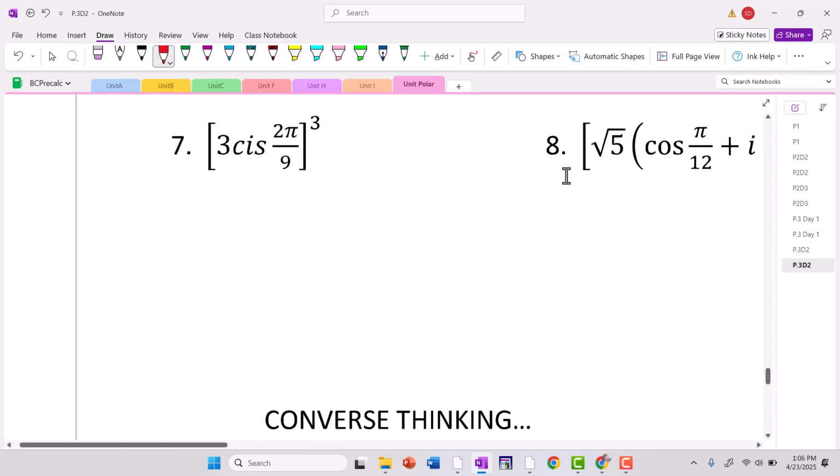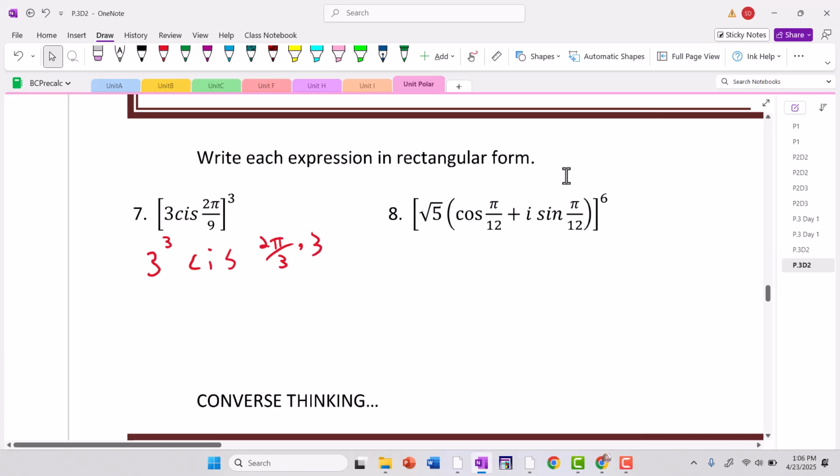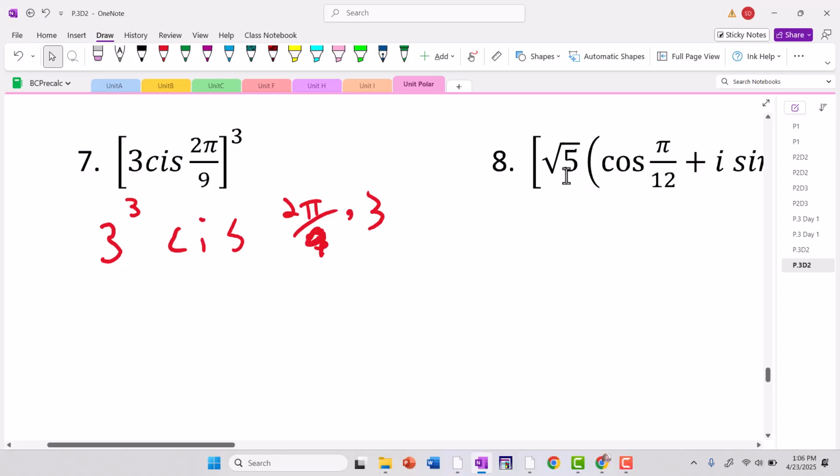You can look at the key if you want. So it's 3 to the 3rd, cis 2 pi over 9 times 3, right? So 3 times 9, I already did. I knew something was wrong. I already did the canceling. All right, so 2 pi over 9. All right, then 3 cancels with 9 to be 2 pi over 3.